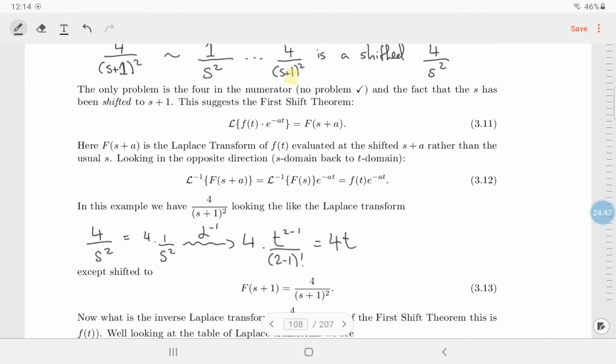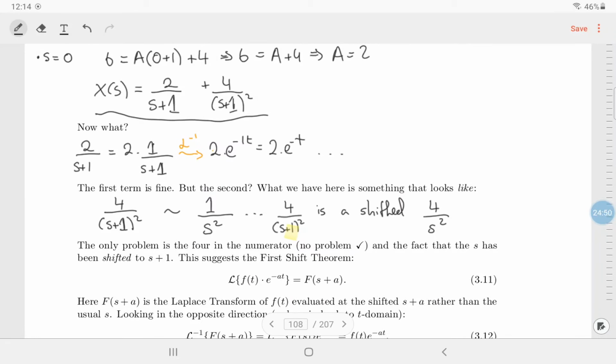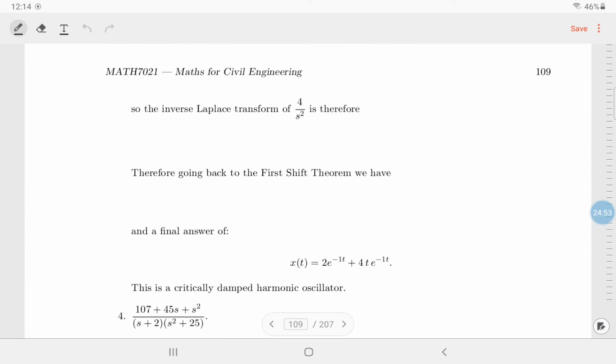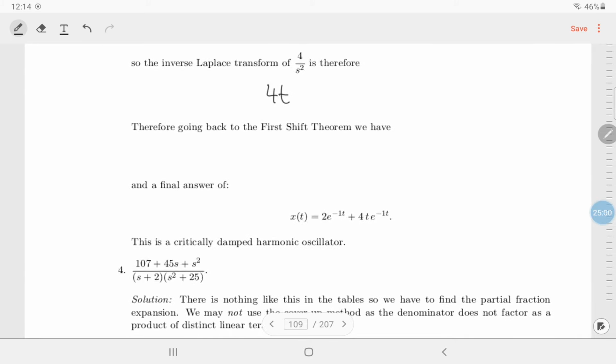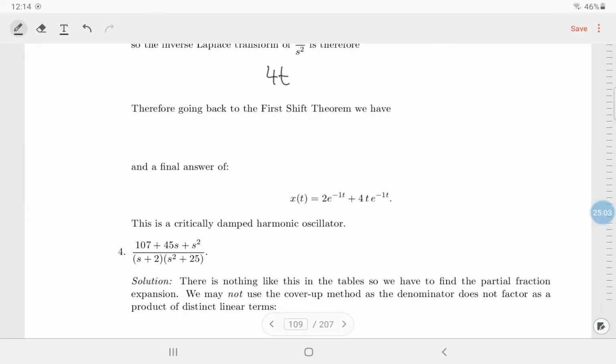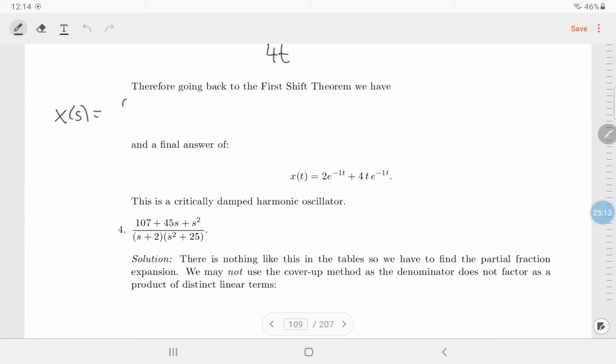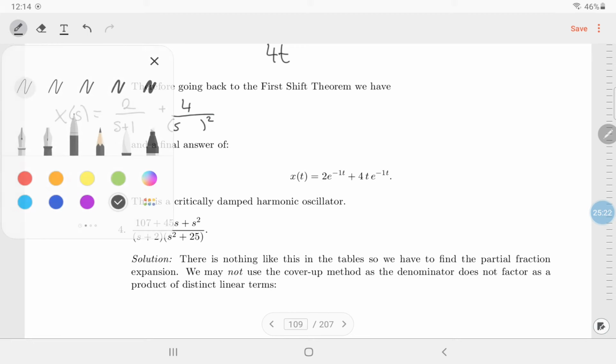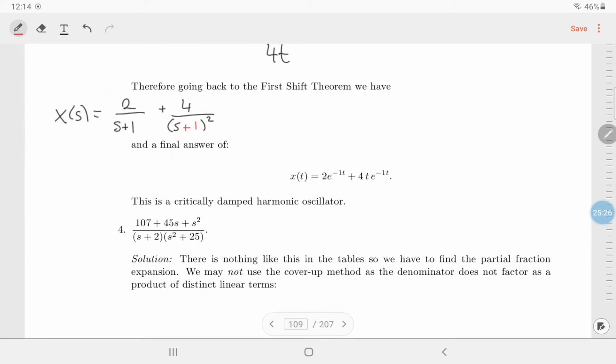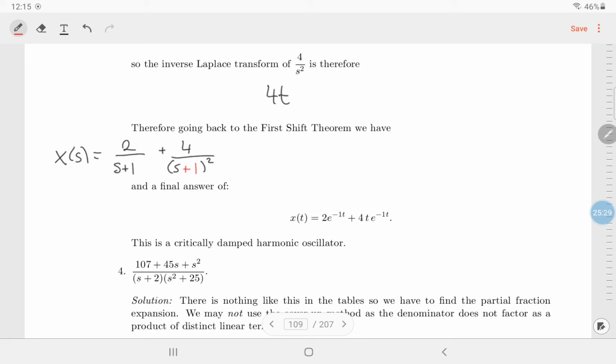So I think we're going to go back to x of s on the next page. There's a lot of writing done here. So we go back to our x of s. What was our x of s? 2 over s plus 1. So the way I'm going to write the 4 over s plus 1 squared is like that. So it's a shifted 4 over s squared. And what does the first shift theorem say?